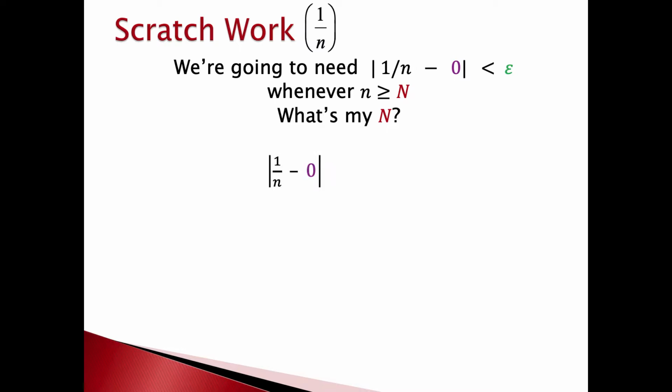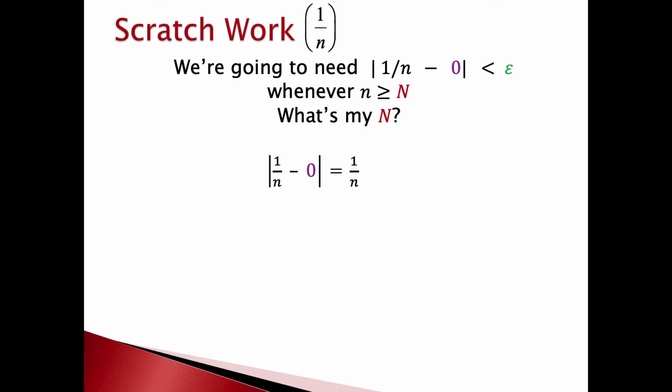So here's what I'm going to do. I just start writing out 1 over n minus 0, take the absolute value of that, and see what I can do with it. Right? So eventually I'm going to need to show that that's less than epsilon. But you remember from the original proof, there were some steps in between. So first thing I can do is 1 over n minus 0. Subtracting the 0 doesn't change anything. And the 1 over n is positive. So let's just get rid of the 0 and the absolute values.